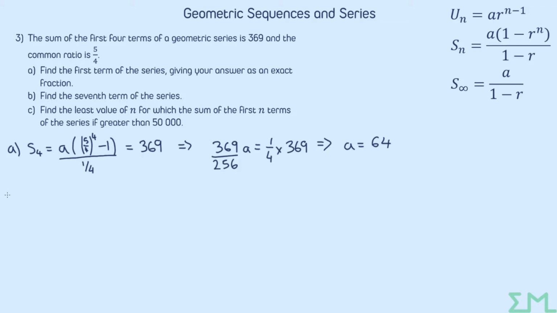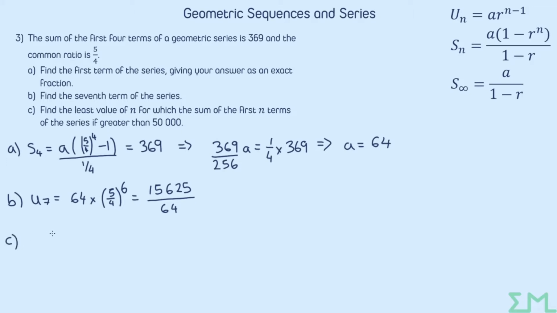Then we are required to find the 7th term, so that's u7. So that will be 64 multiplied by our common ratio 5 over 4. Now this time we do take away 1, so that's the power of 6. And we're writing this as an exact fraction, so that comes out as 15,625 over 64.